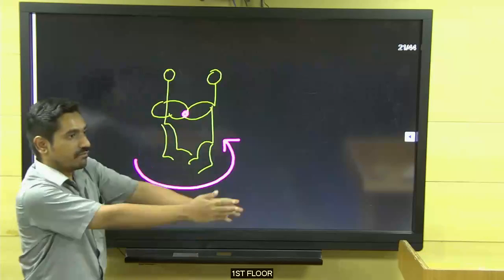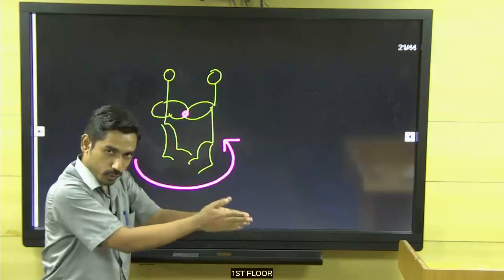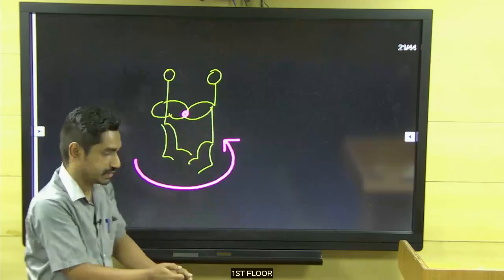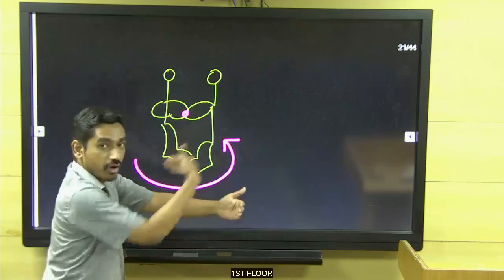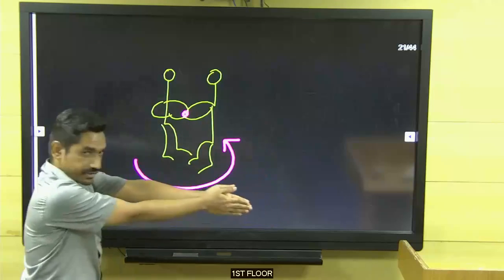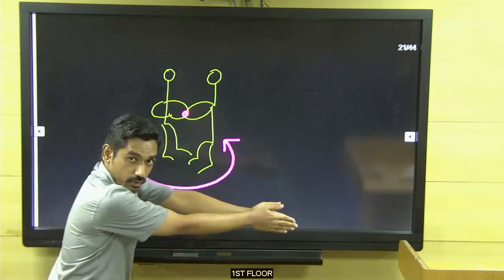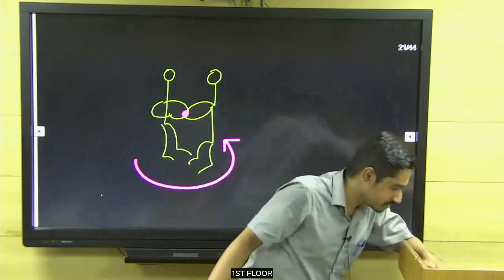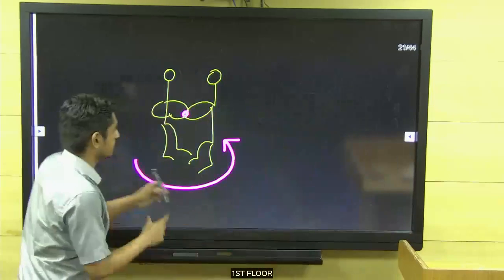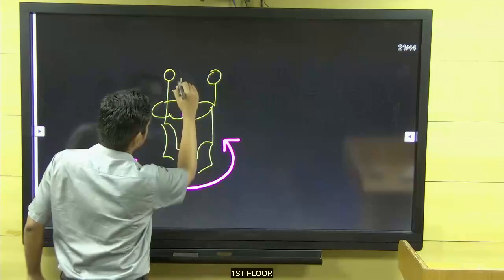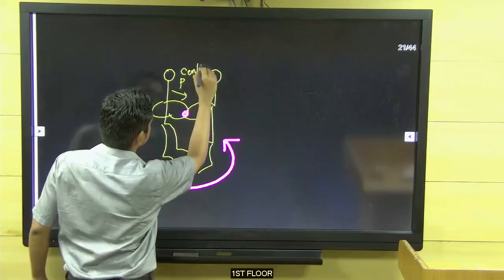When you do ringa ringa rose, there are two forces acting, even though you don't realize. The person on the opposite side is pulling you towards the center. You experience an inward pull. This inward pull is called centripetal force.